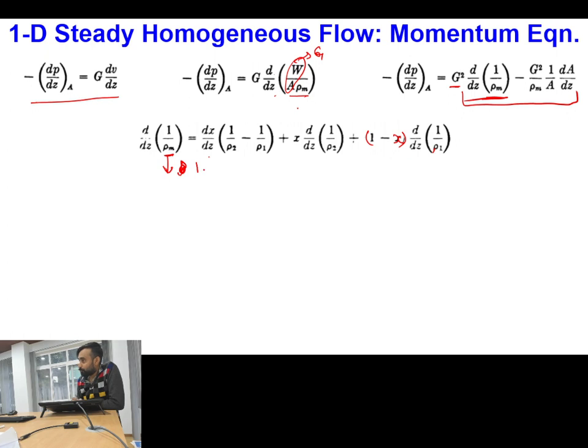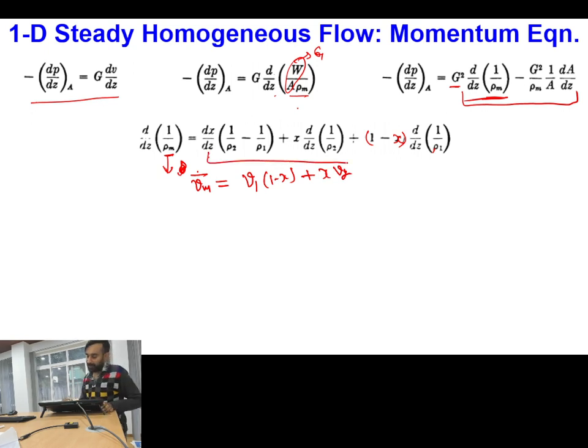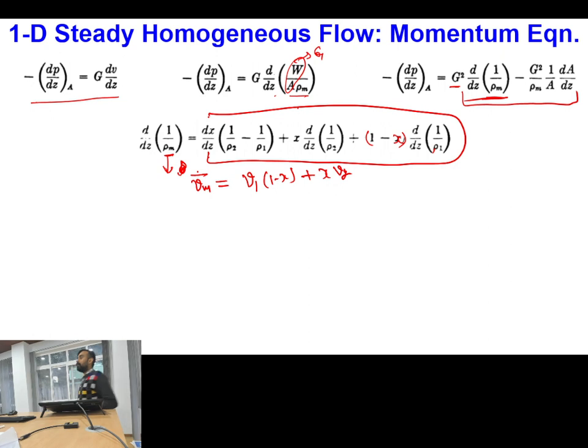considering rho m equal to 1 upon Vm and Vm equal to 1 minus x into V1 plus x into V2. So if you do these substitutions and then expand, then you will be getting this particular equation. Okay, so let's not go into the mathematical details. You will try, you will get this.